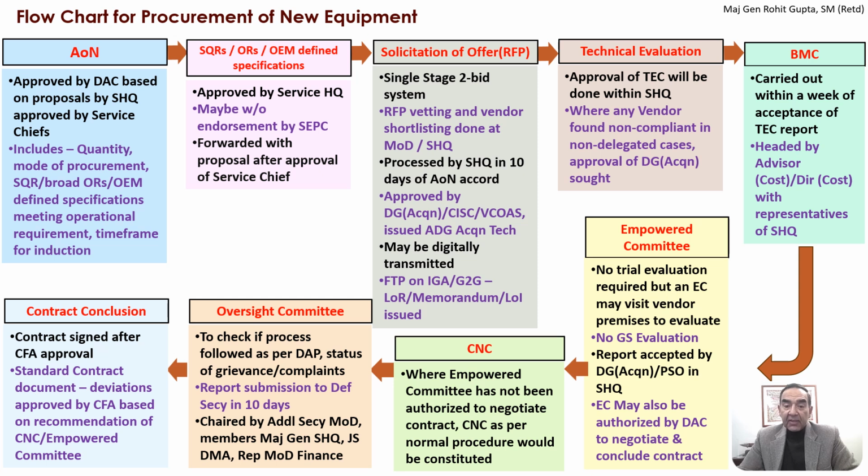In FTP cases of the intergovernment approval IGA route or the G2G route, a LOR, a letter of request, a memorandum or the letter of interest can be issued, which are basically done in cases of government to government cases, the IG cases with the USA.